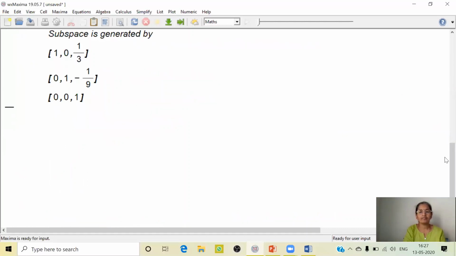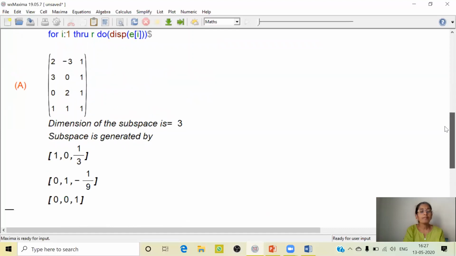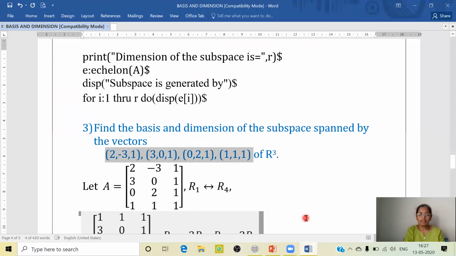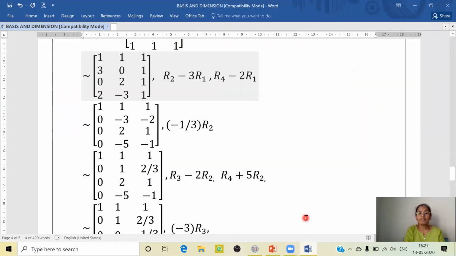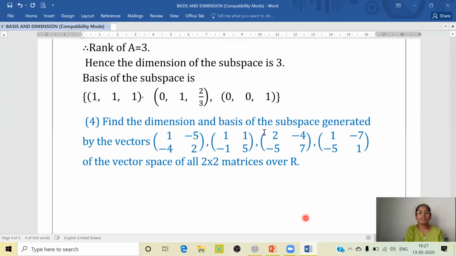So we get this is the input matrix here, and the dimension of the subspace is 3. That is what we got in the manual part, and the subspace is generated by these 3 vectors, that is (1, 0, 1/3), (0, 1, -1/9), and (0, 0, 1). So this will be the required result. Here we got the dimension of the subspace is 3 and the space was generated by these 3 vectors.